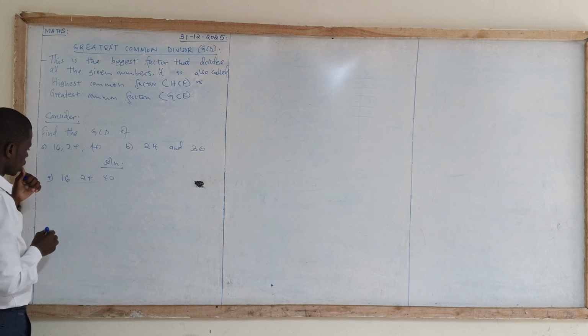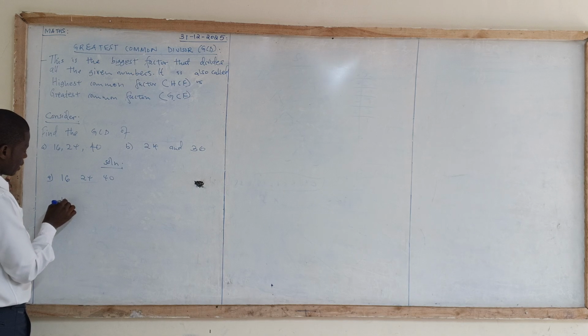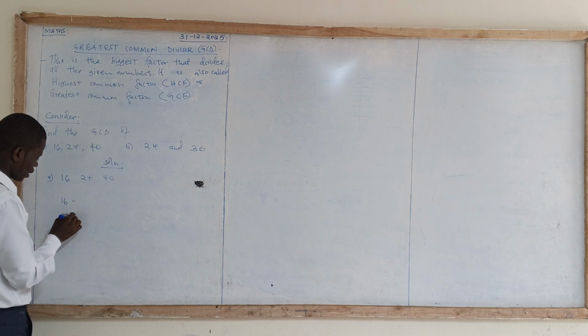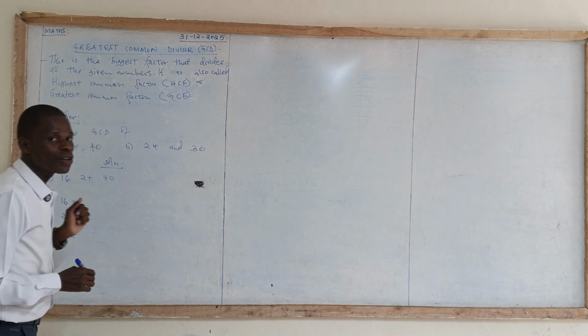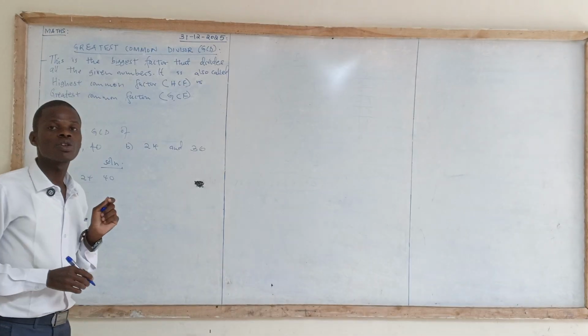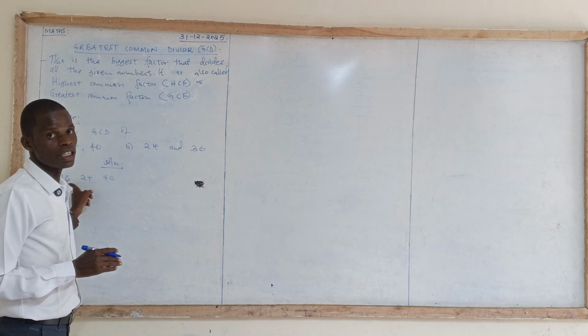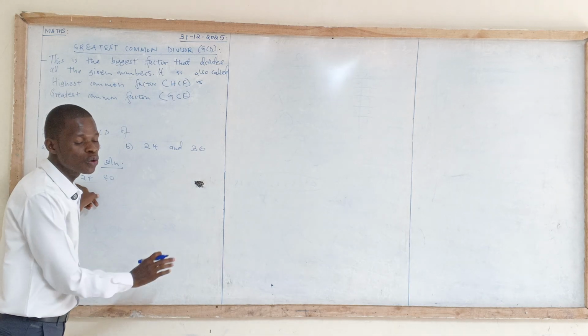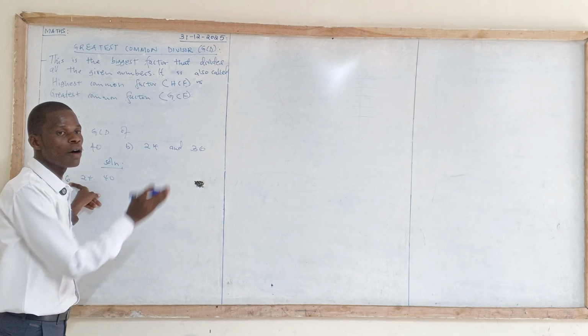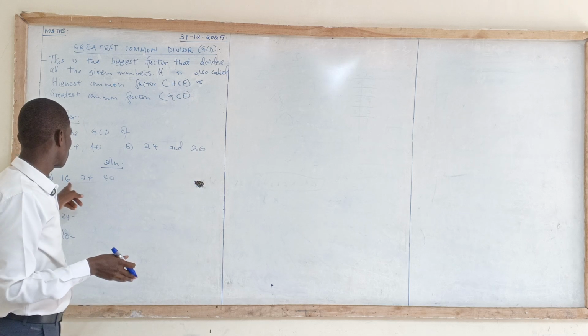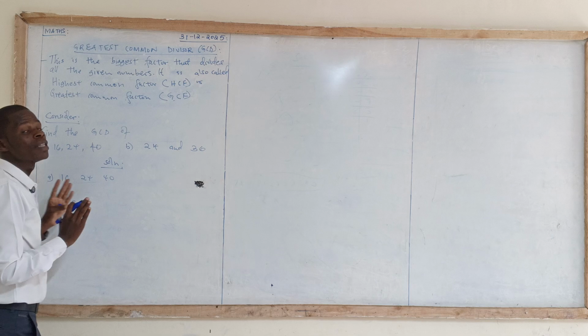So, 16, 24, and 40. The first method I want us to learn is what is called the listing method, where we list all the factors of 16. Remember, I told you how to list the factors in our previous lesson. So just go back and check if you might have forgotten. But right now, I'm just going to list.